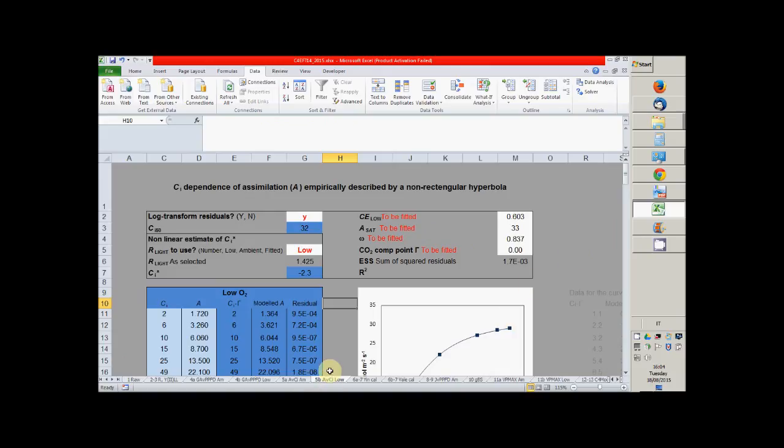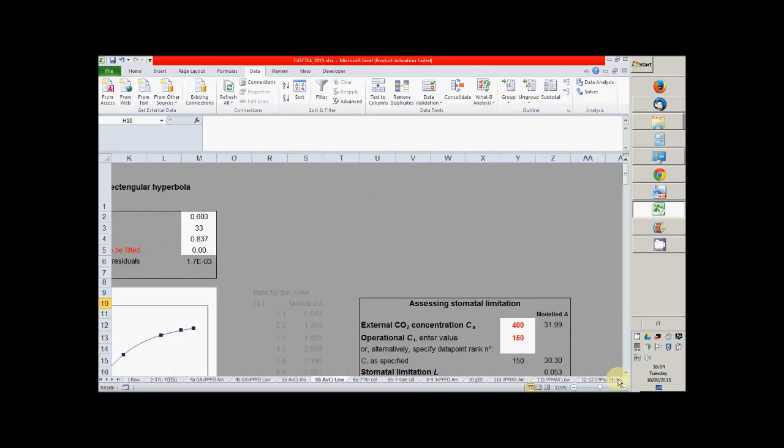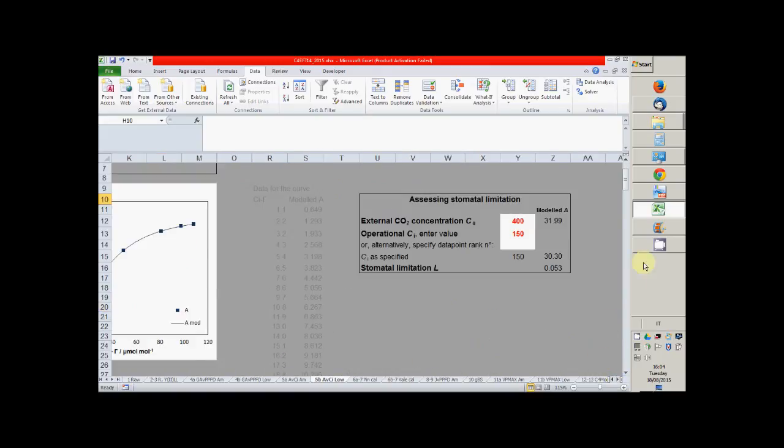Sheet 5b is identical to sheet 5a, apart from the fact that here data measured under low oxygen are copied. The additional features are also the same.